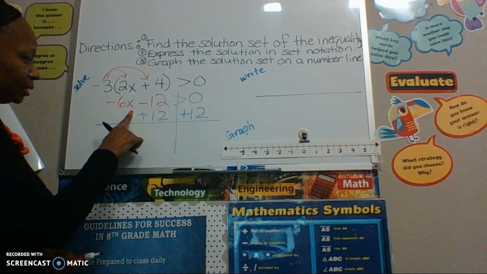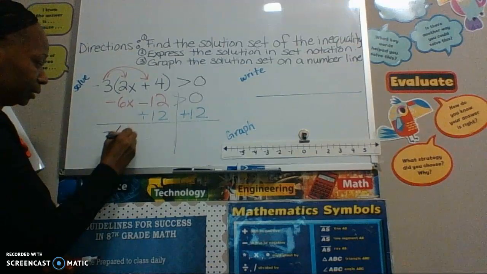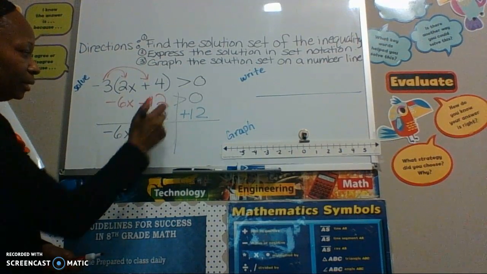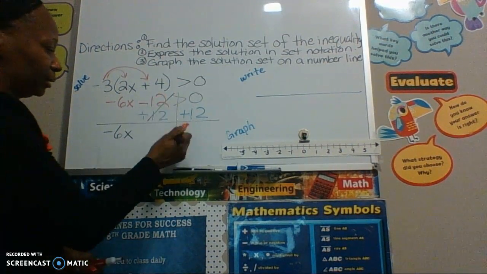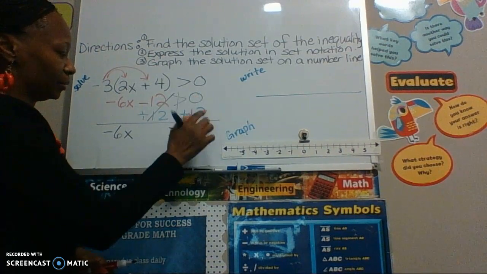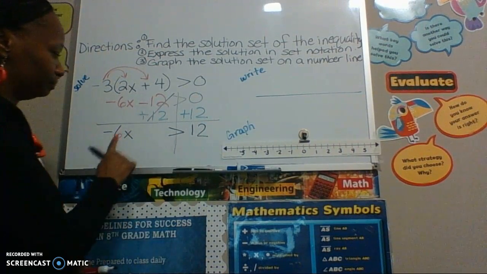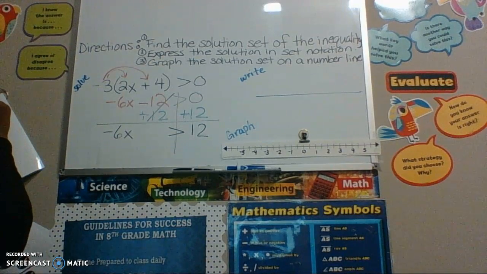Now I have -6x, which I didn't touch, so I'll just bring that down. -12 plus 12, that cancels out. Bring down my greater than symbol, and then 0 plus 12, that gives me 12. Now I'm left with -6x greater than 12.